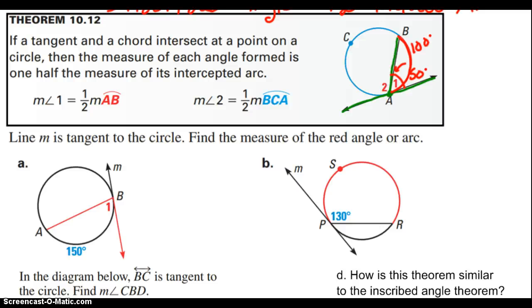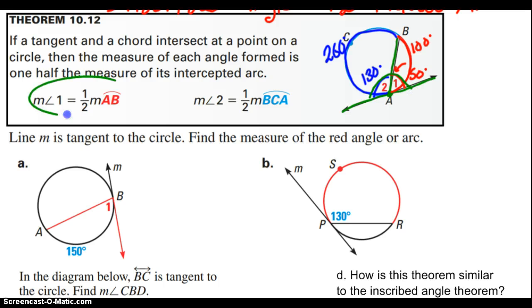And if arc BA was 100 degrees, then arc BCA, it's a major arc right there, would be, let's see, 360 minus 100 would be 260. So this would be 260. And again, our rule says that this angle will be half of 260, or 130 degrees. And that makes sense because now this adds up to 180.